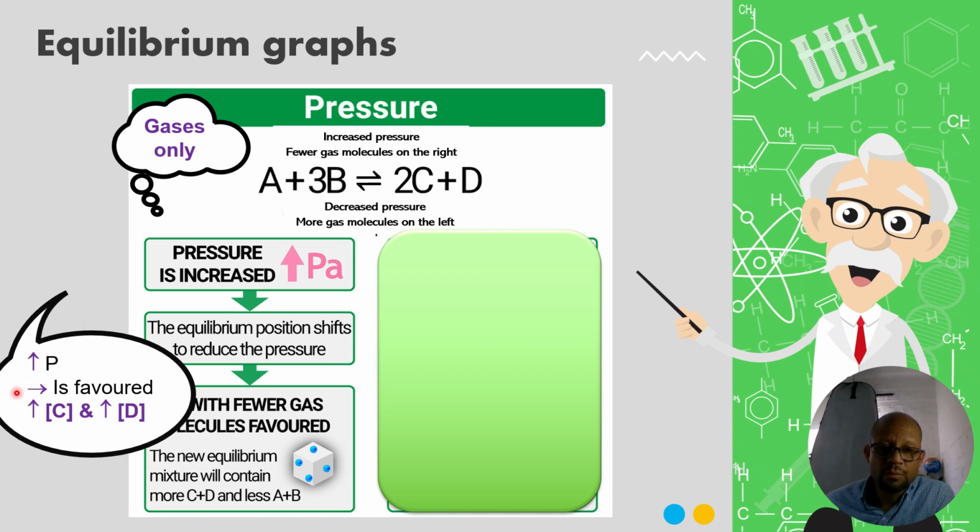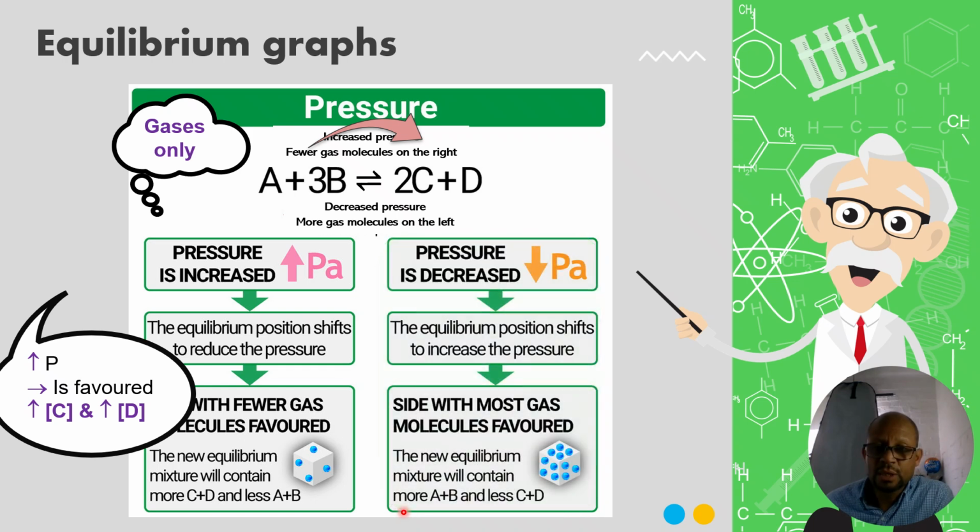Increase in pressure, the forward reaction is favored, therefore the increase in the concentration of C and increase in the concentration of D. And that means the forward reaction, as we indicated, will be favored. It will be faster compared to the reverse reaction. Let's see what a decrease in pressure will cause.